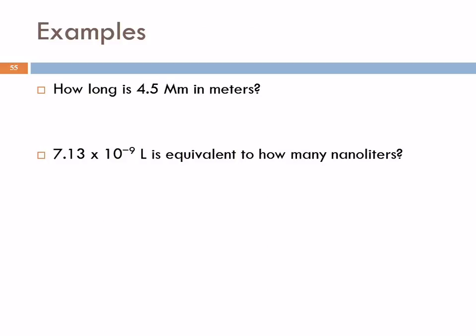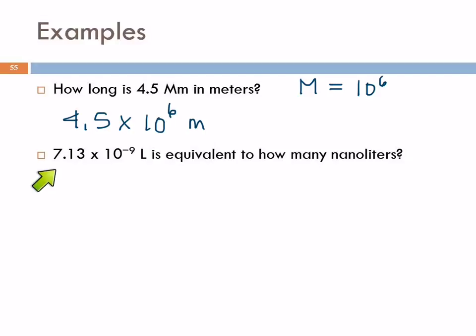So let's use these prefixes. How long is 4.5 megameters in meters? Well, what does mega mean? 10 to the what? 6. It means 10 to the 6. So we can look up in the table, if we haven't memorized it yet, that mega equals 10 to the 6th. So if I take 4.5 megameters, instead of mega, I can write what it means. That's 4.5 times 10 to the 6th meters. You see how that works?